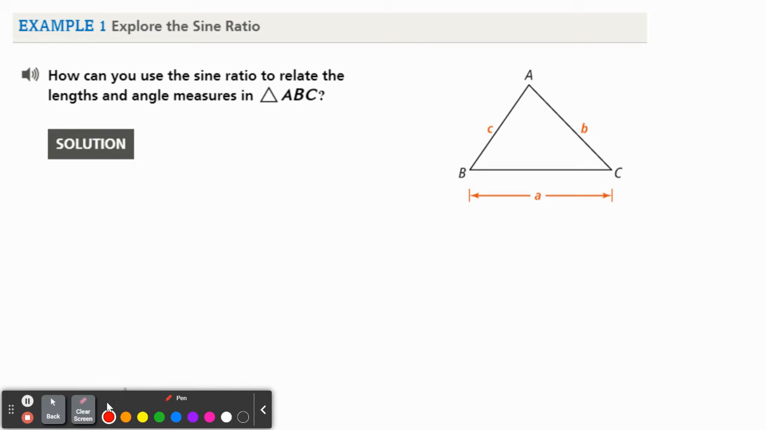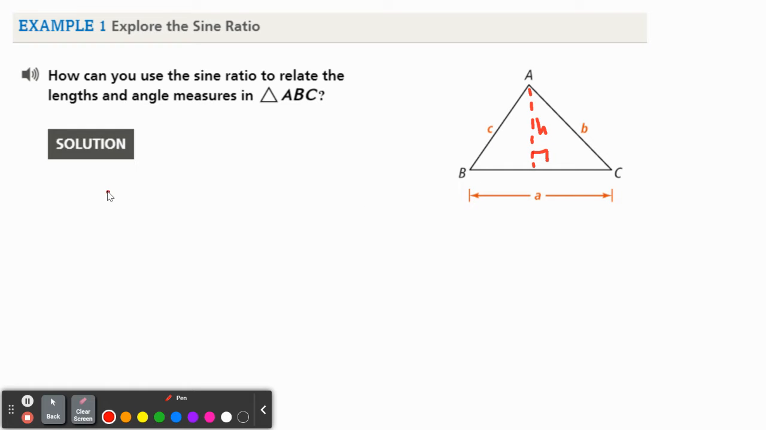It says, how can you use the sine ratio to relate the lengths and angle measures in triangle ABC? So this is a non-right triangle. How can we create this law of sines to help us find angles and sides in this triangle? We're going to draw the height, straight from A, straight down, perpendicular, an altitude, and we're going to call it H. We're going to create two sine equations. Since we came from A, we're not going to use A. As you can see, we created two right triangles using this altitude, so we're going to use B and C.